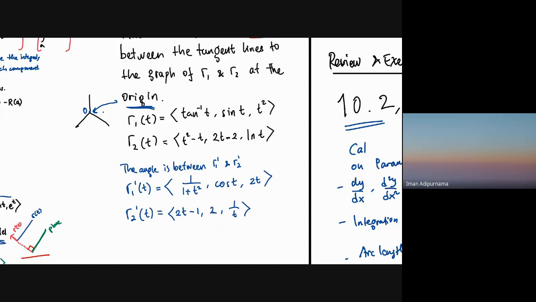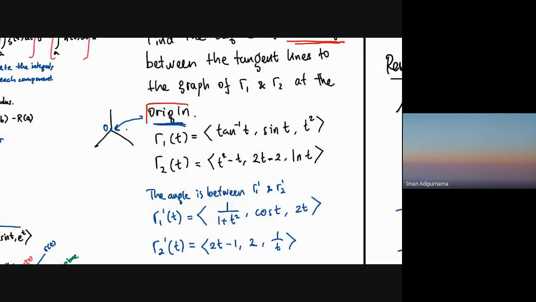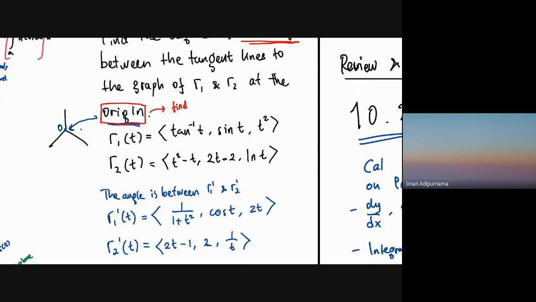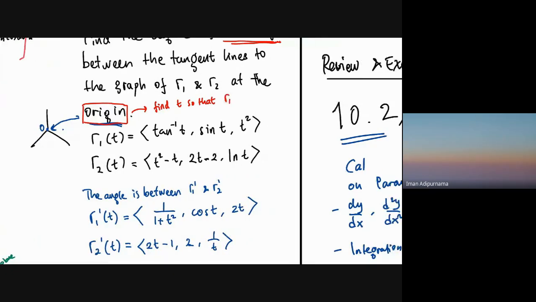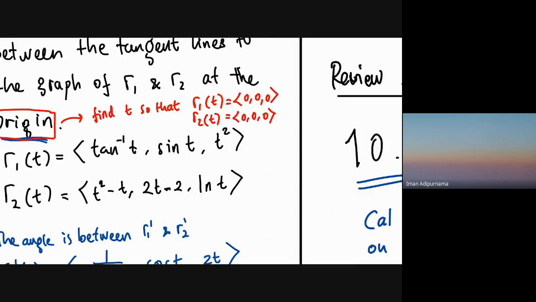Now we need to be careful. The question is asking for the point to be at the origin. So what you need to do is find t so that r1 is 0, 0, 0, and r2 is 0, 0, 0. So we will have different t. r1 will have t1, r2 will have t2.